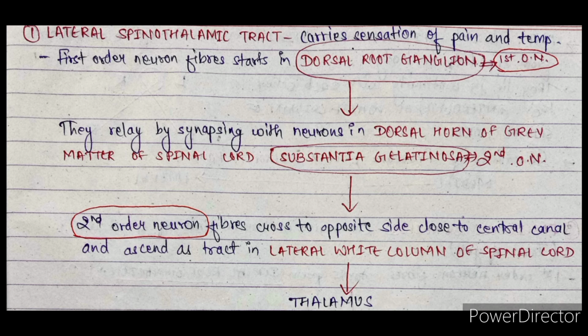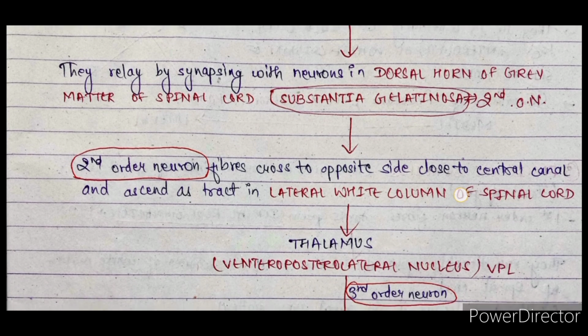Now let us come back to the ascending tracts. The first tract of the ascending tracts is known as the lateral spinothalamic tract. It carries sensation of pain and temperature. The first order neuron fibers start in the dorsal root ganglion. So the dorsal root ganglion is known as the first order neuron. They relay by synapsing with neurons in the dorsal horn of gray matter of the spinal cord, also known as substantia gelatinosa. So it is the second order neuron.